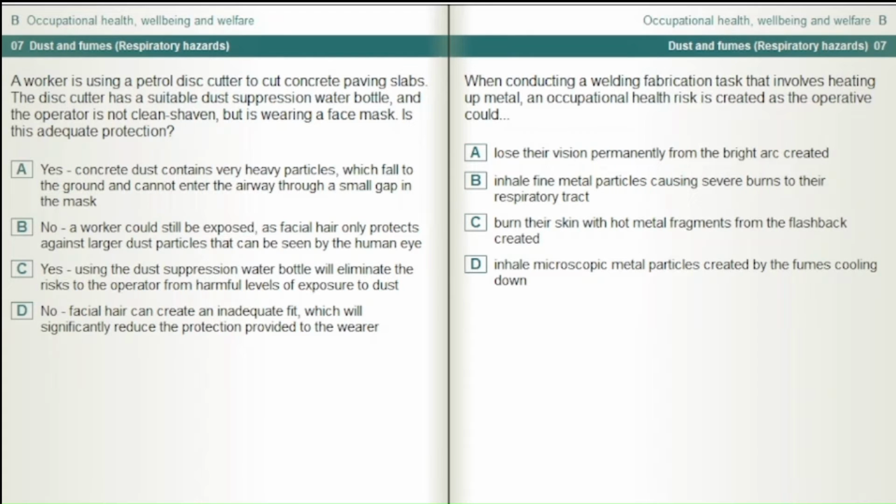No, a worker could still be exposed as facial hair only protects against larger dust particles that can be seen by the human eye. Yes, using the dust suppression water bottle will eliminate the risks to the operator from harmful levels of exposure to dust. No, facial hair can create an inadequate fit, which will significantly reduce the protection provided to the wearer.